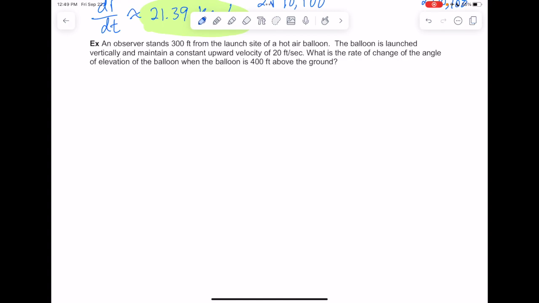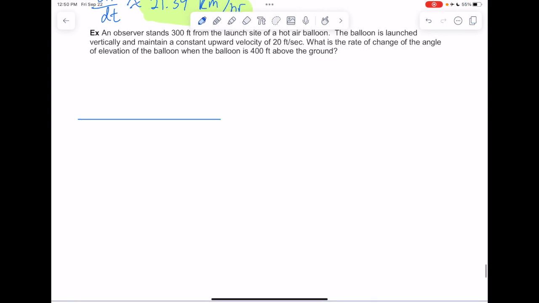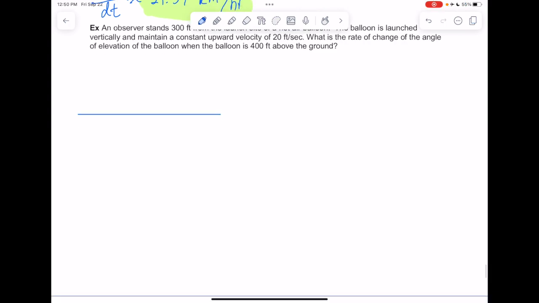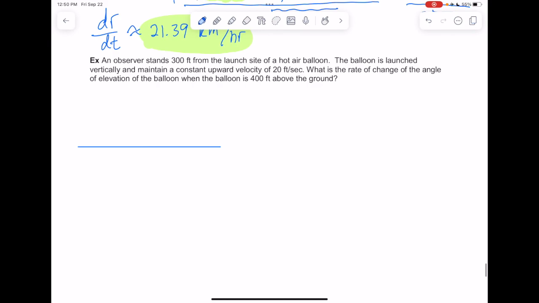All right, let's start off with the picture. We've got the ground, presumably flat. We've got a balloon that is at some point and is going to start rising upward from there. So the balloon is doing this. We have an observer over here, 300 feet away. So this distance from where the balloon takes off to where the observer is, 300 feet.